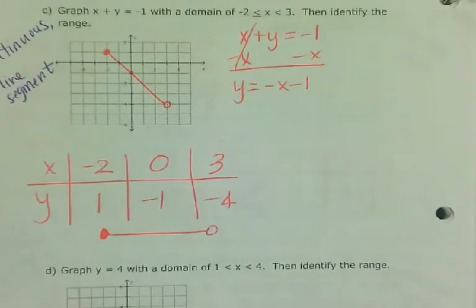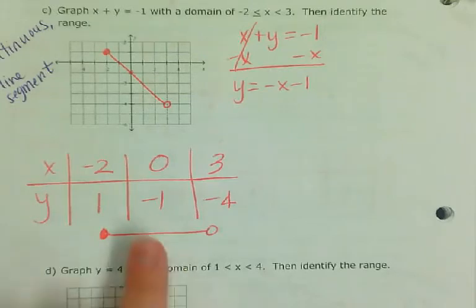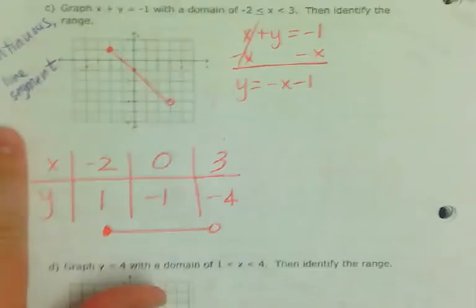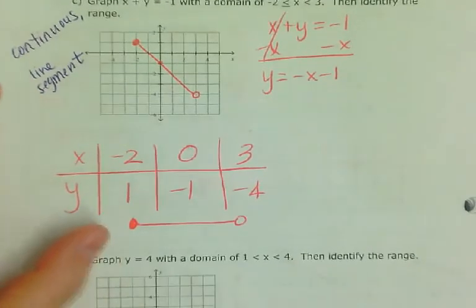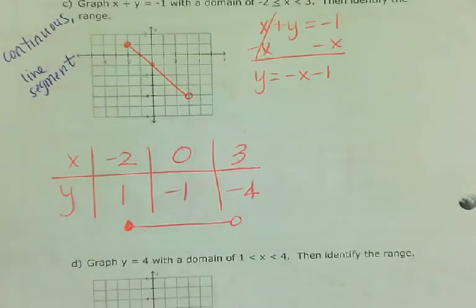Connect them because this one is continuous. And remember, continuous doesn't mean it goes on forever. Continuous means it is connected from one point to the next. But if you will draw this with your table, if you will think about this information that we wrote on the side, you are going to increase your chances of getting this correct.